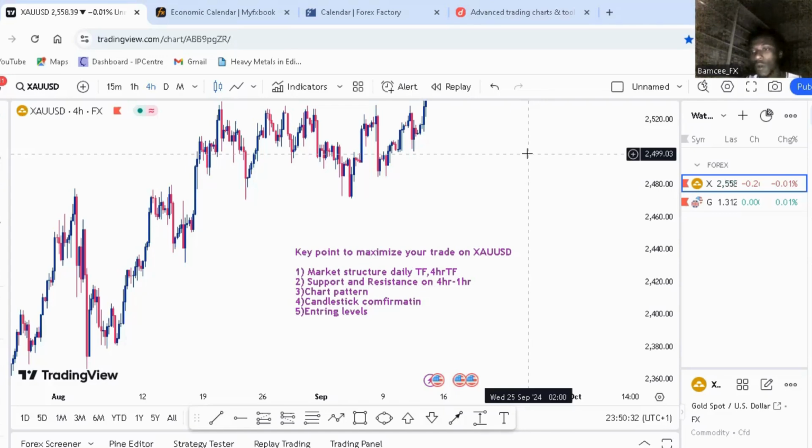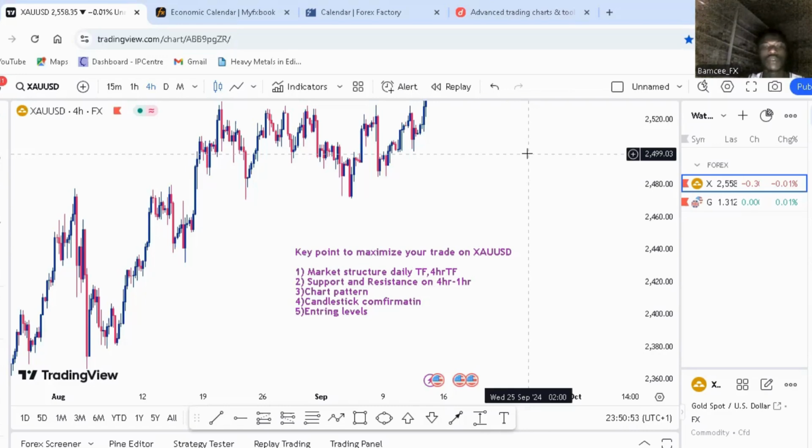Market structure, which is important as a trader. As a trader, you don't joke with the market structure. You don't just enter a random trade without understanding where the market is heading. Is it a bearish trend or a bullish trend? Understand? That is why market structure is very, very important as a trader.